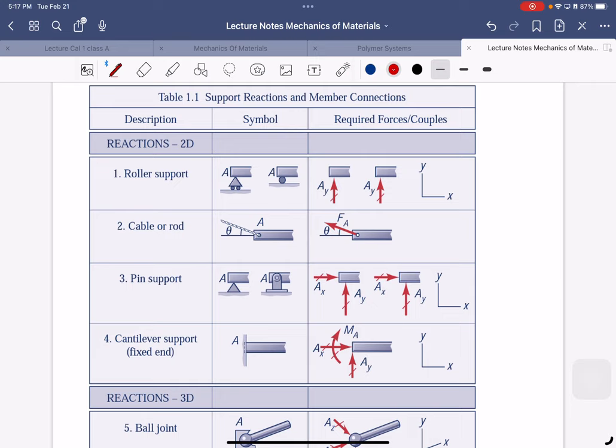And then if we have a cable or a rod or wire, then usually we have an angle and we can have a tension, like if we pull this rope or this rod. And if this is a pin support, we are going to observe that there will be two reactions here, and there will be some resultant from these two. So there will be a resultant here. This is also going to here, right?